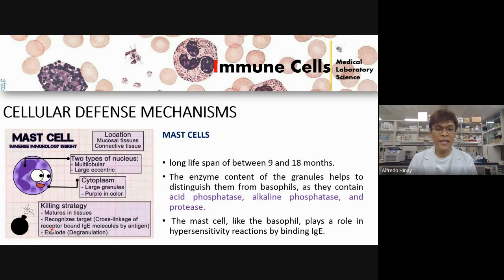Your mast cells have a long lifespan of between 9 and 18 months. Imagine, class, 18 months. And the enzyme content of the granules helps distinguish them from basophils, because your mast cells also contain acid phosphatase, alkaline phosphatase, and proteases. Again, you have your ACP and ALP, and you will discuss that more deeply in clinical chemistry with your enzymology. The mast cells, like the basophil, play a role in hypersensitivity reactions by binding IgE.